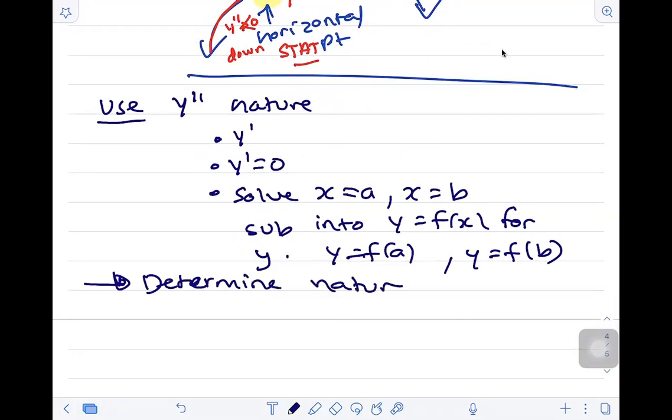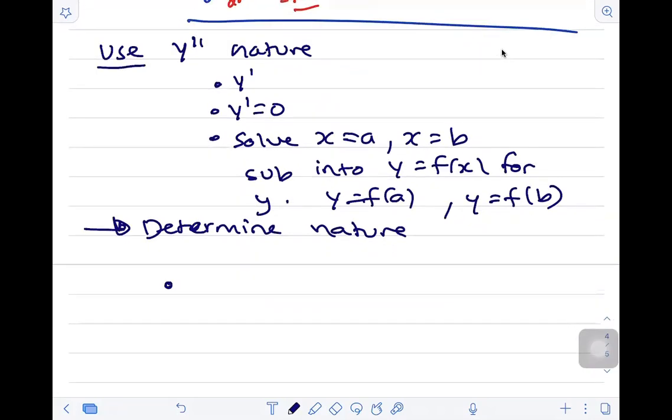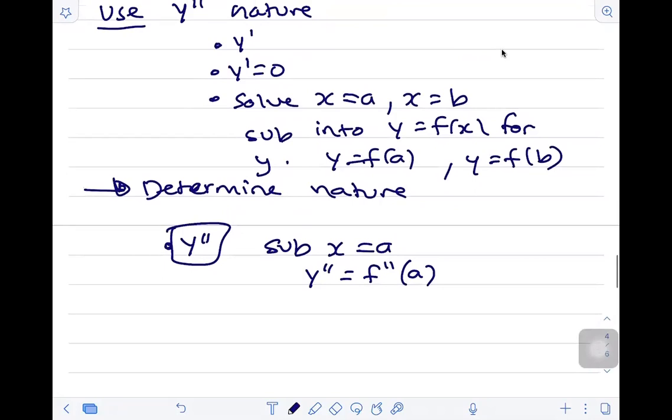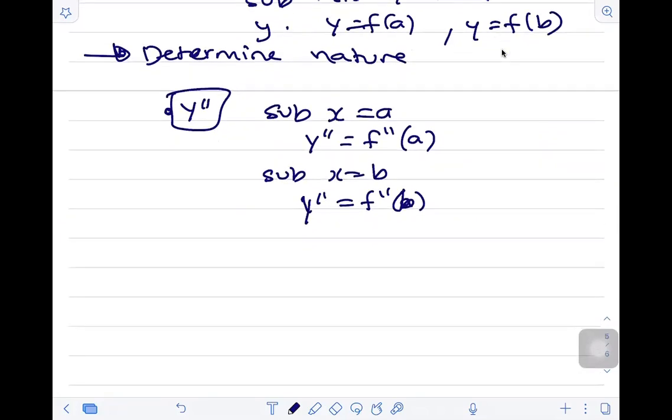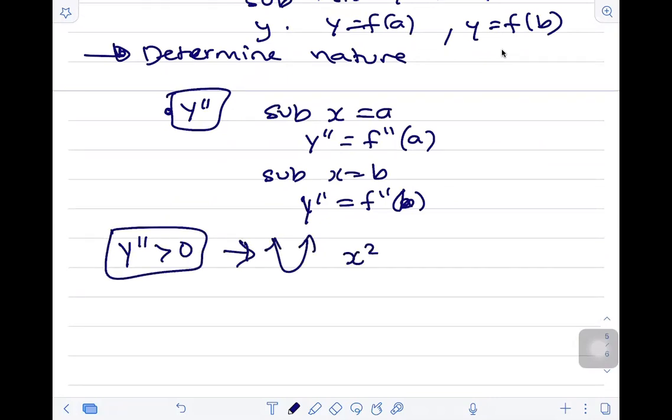In order to determine the nature, the steps that you use, if you're going to use y double dash, are: you find y double dash, you sub in x equals a and put in y double dash a, and then you sub in x equals b and you put it into y double dash b. So basically, if y double dash turns out to be positive when you do this, it is a happy face, like a positive x squared. It is a minimum turning point.